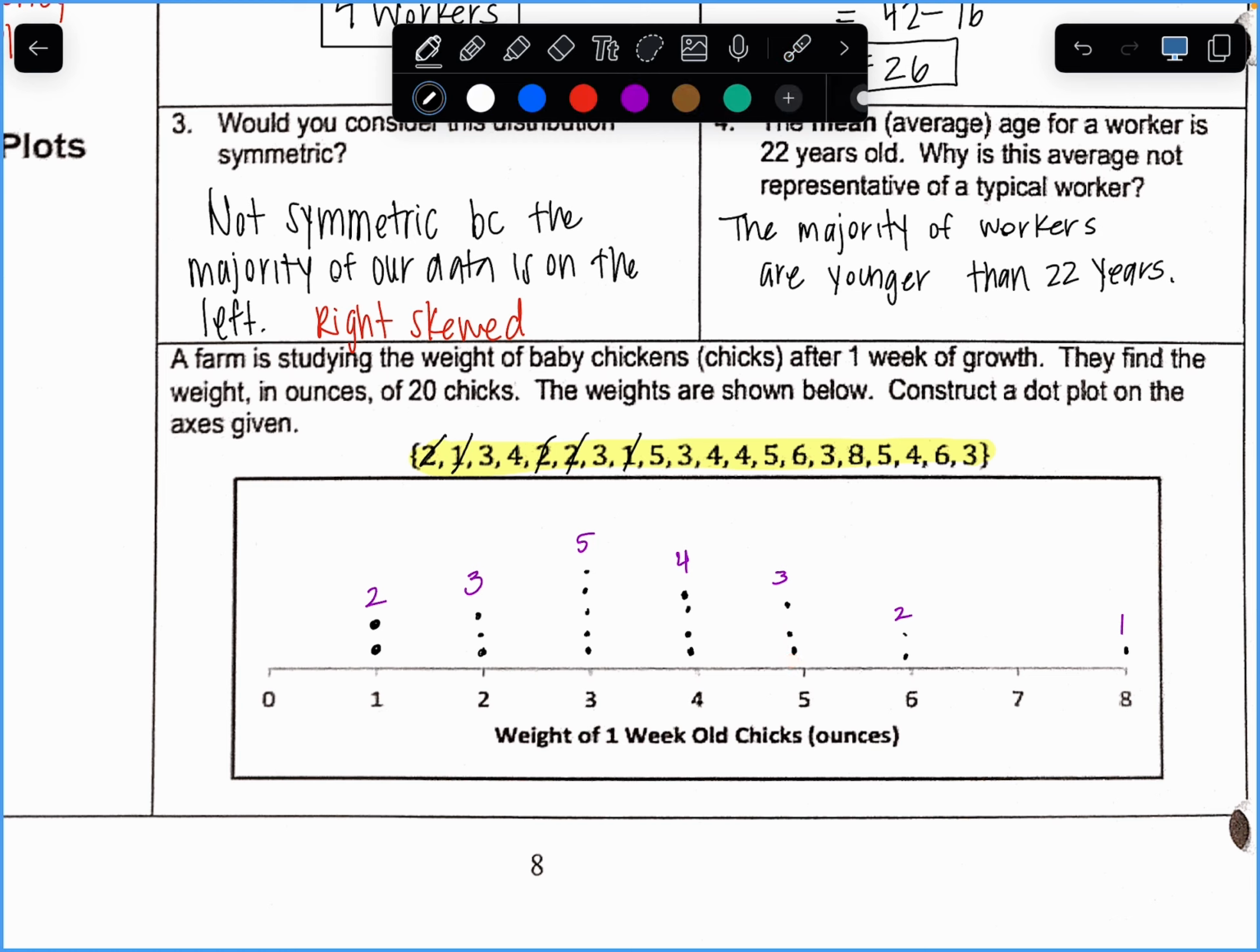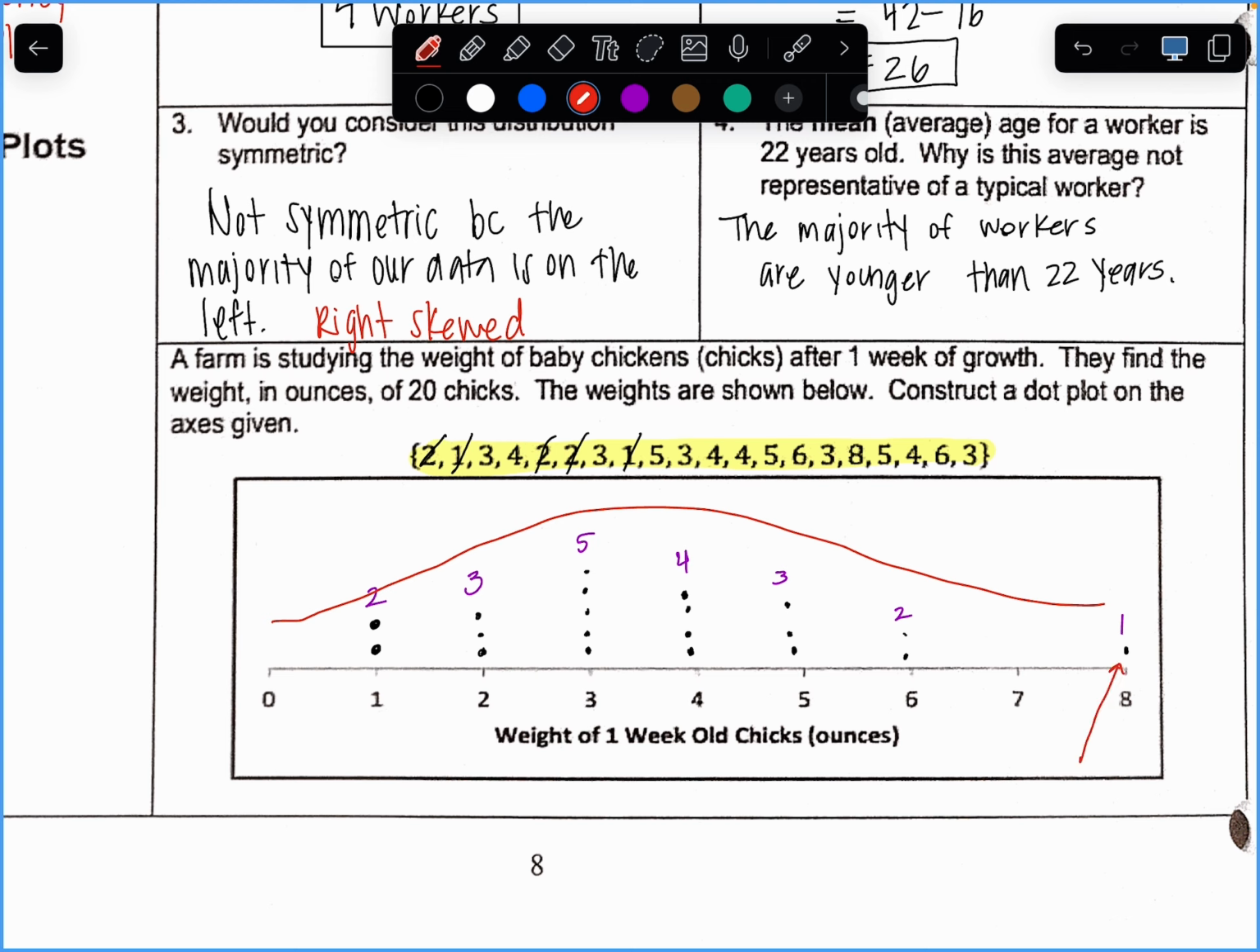And how would you describe the shape? Symmetrical, right? About, right? A little bit. It's never going to be perfect. So you say it's pretty much symmetrical. That one's an outlier.